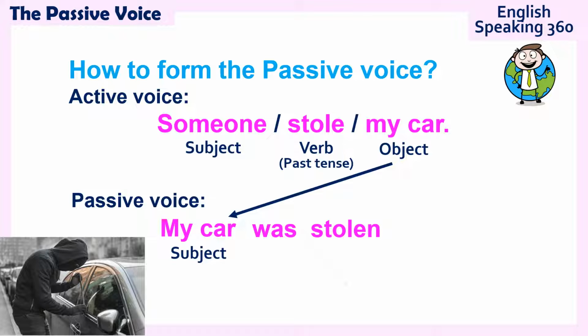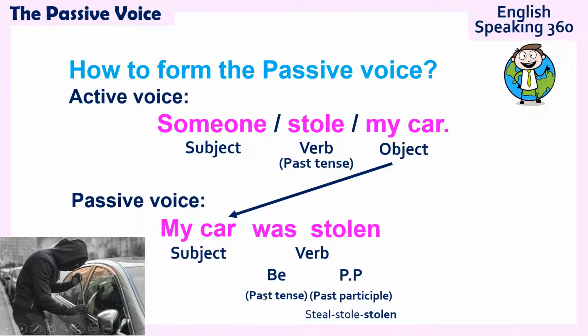Now this is the difficult part. The verb has two parts in a passive voice sentence. You have the verb to be, and the verb to be here is at the past tense. Why is it at the past tense? Because of this right here. In the active voice sentence, the original verb was past. So here, the verb to be must be at the same verb tense.